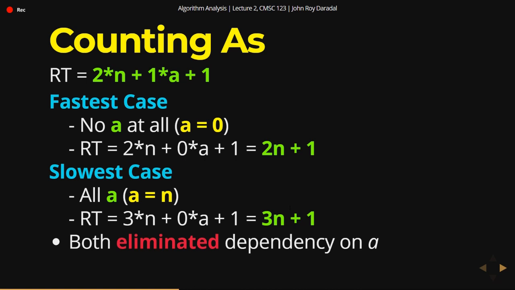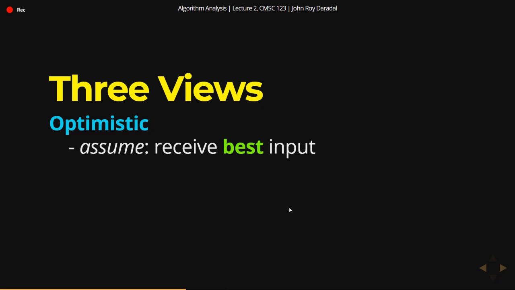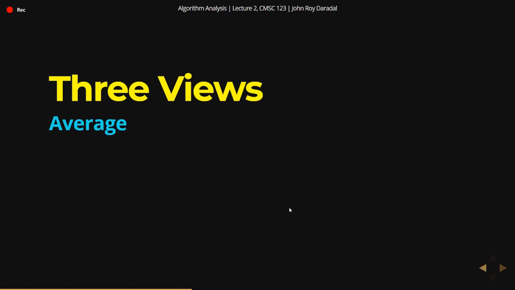So that is what we'll do to eliminate our dependence on the input structure. We'll have to make some assumptions. There are three views that we could take. We could be optimistic about it, and by that we mean we could assume that we'll receive the best input. So we'll get the minimum or the fastest running time. However, this is often trivial or meaningless because we don't necessarily get the best input all the time. Okay? So even if you assume that you'll get the best input, you're not guaranteed to have the best input. So we won't use the optimistic view.